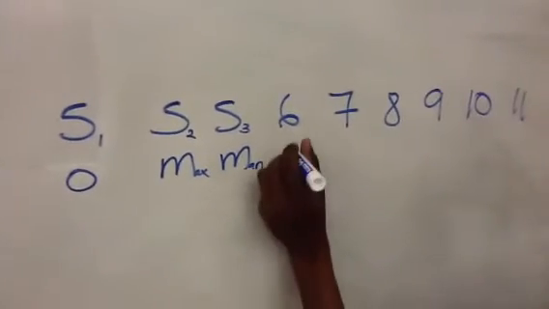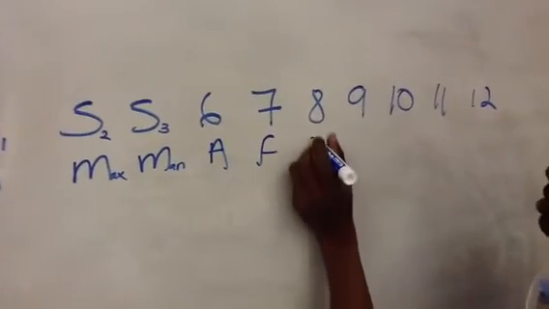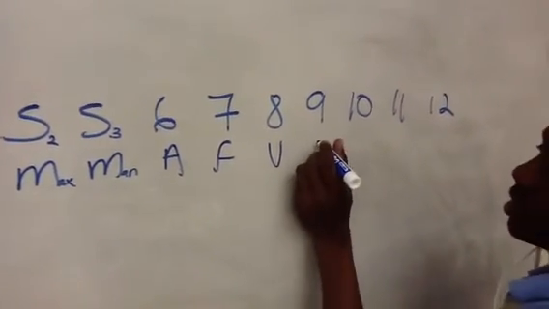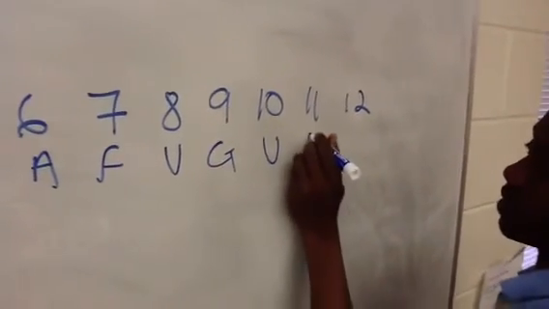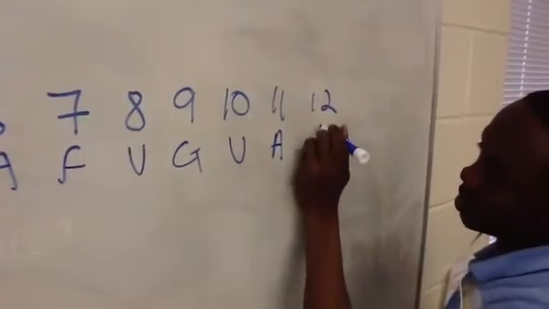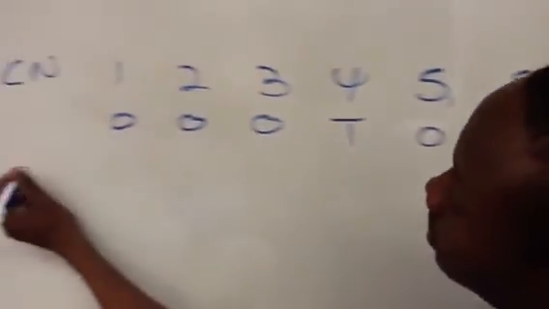Cranial nerve 6 is the abducens. Cranial nerve 7 is the facial. Cranial nerve 8 is the vestibulocochlear. Cranial nerve 9 is the glossopharyngeal. Cranial nerve 10, vagus. Cranial nerve 11, accessory. Cranial nerve 12, hypoglossal. Okay, so now the canals are as follows.